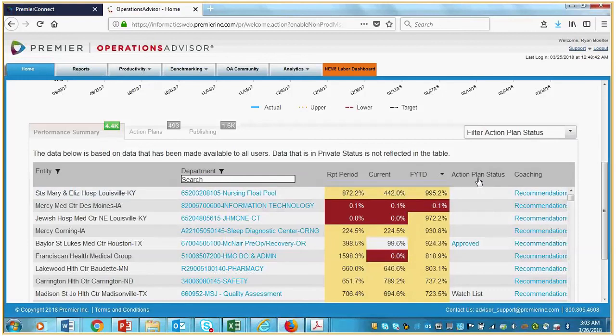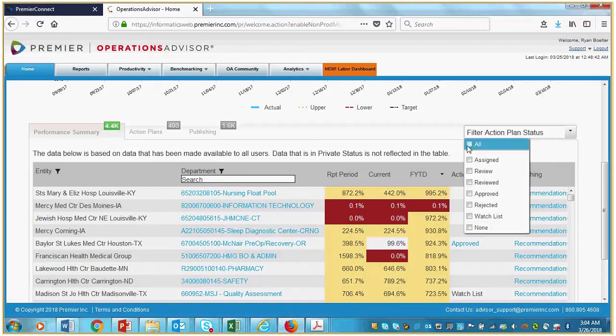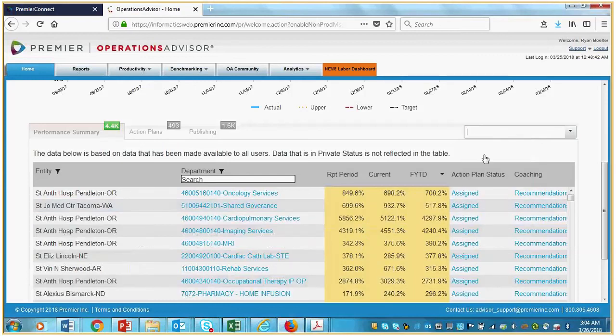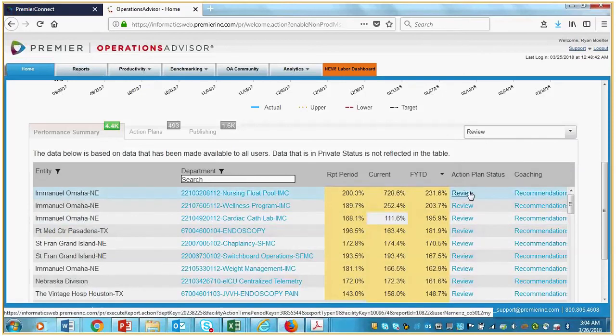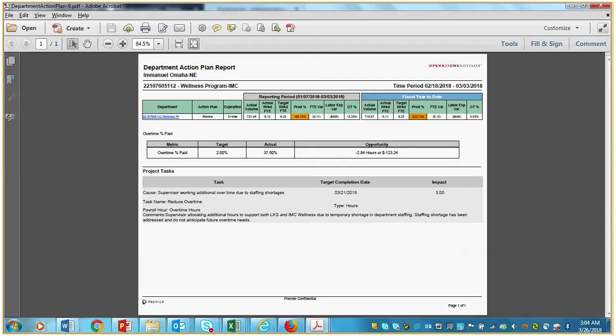The last thing is the action plan status. And there's a filter for the action plan status. It's above the grid, so it doesn't look like the same filters over here. But you can filter if we want to see anything that's in assigned status there, or if I want to see what's in review status. Now, you may come back to this later after you've done any action planning, but this is a hyperlink to be able to run that action plan report. So again, this would be for only the most recent period. There's the report.